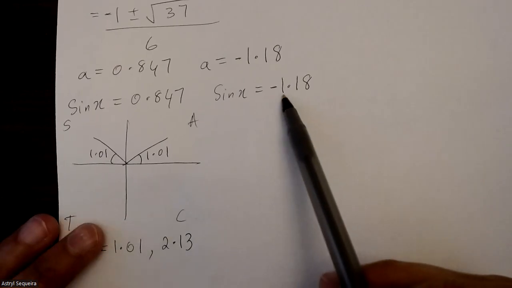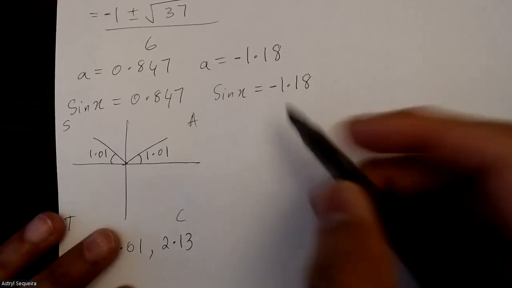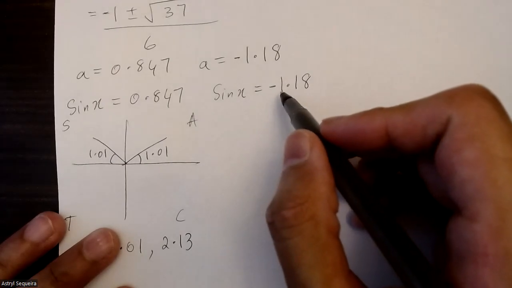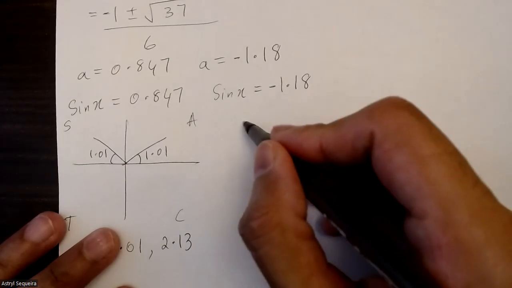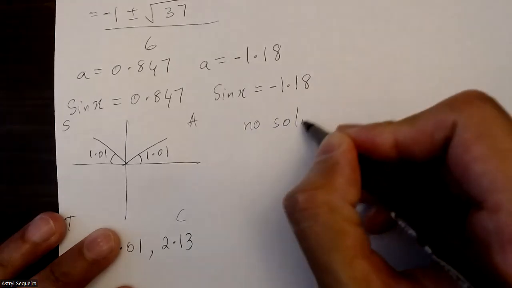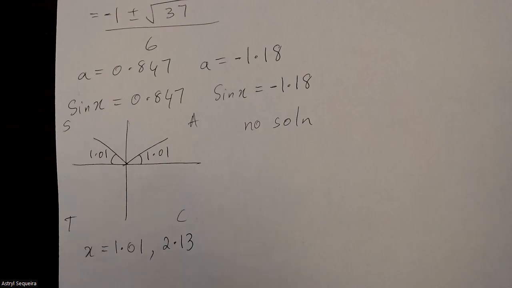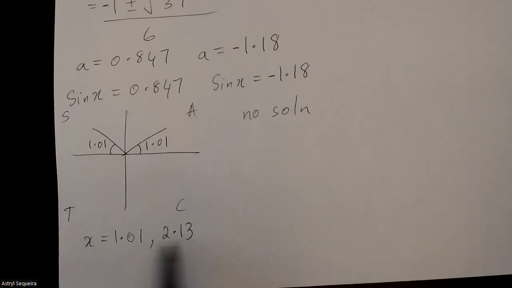If I look over here, this number is less than -1, so it's impossible to solve. Remember, for sine and cos, your value has to be between -1 and +1, otherwise there's no solution. Try doing the sine inverse of this in your calculator, you'll just get a math error, which means that these two solutions are the only solutions to this question.